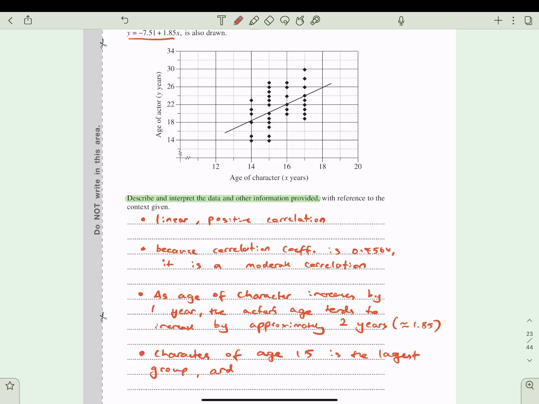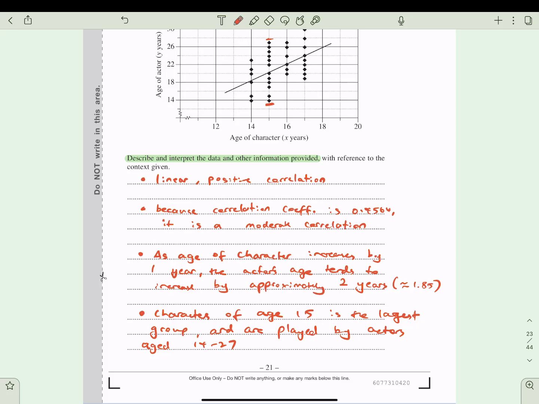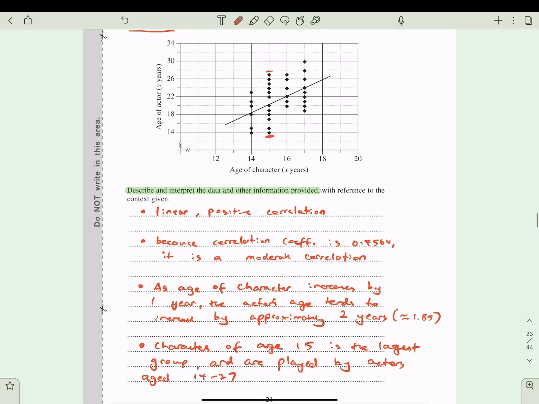And on top of that, it's also played by actors who are aged from 14 up to around 27. Okay, so, and are played by actors aged 14 to 27. Now we have 4 points now, but it doesn't harm to include one more.